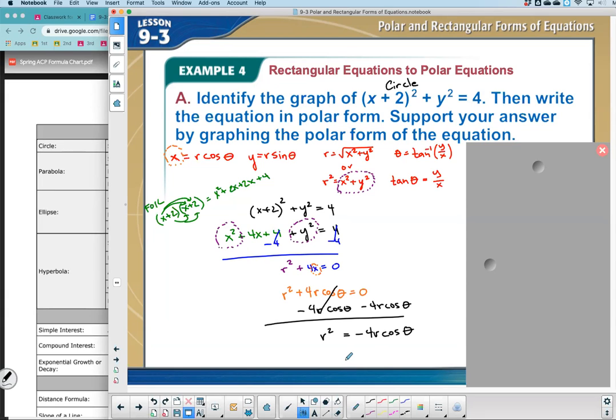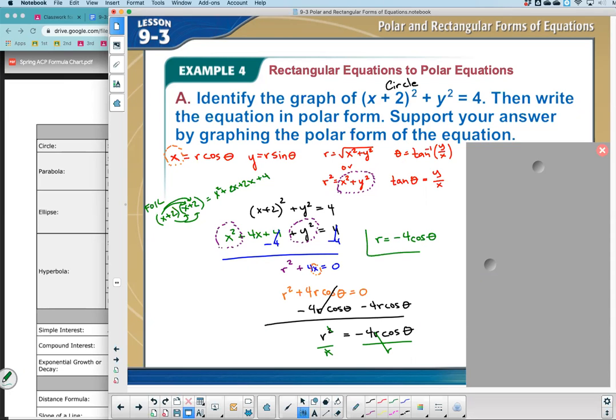What I can do to simplify the problem is, you see how both sides of the equation have an r that's multiplying? This is r times r. This is negative 4 times r times cosine. What I could do here is just divide both sides by one of those r's. And now I've got my equation in polar form. It's r equals negative 4 cosine theta.